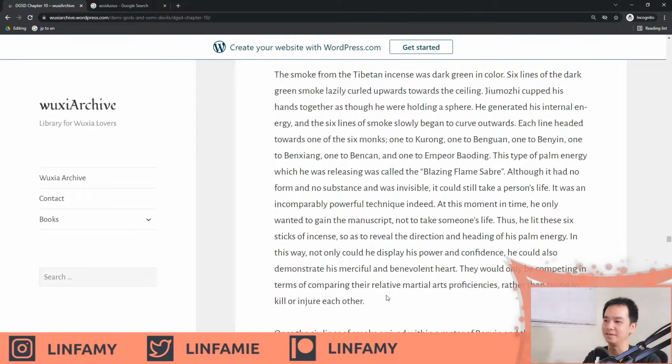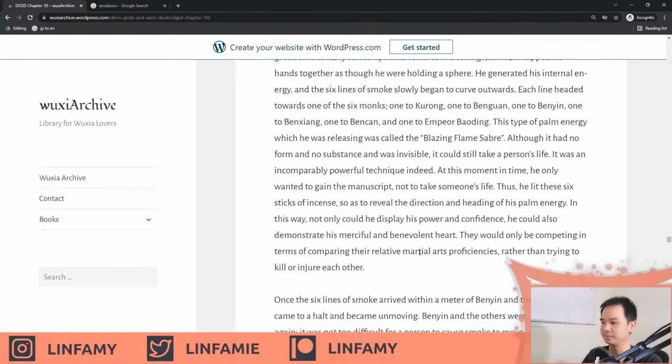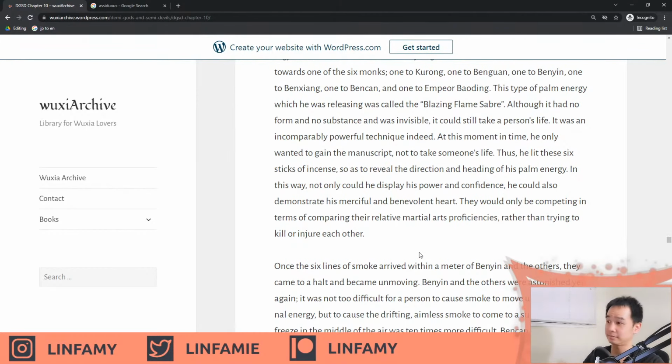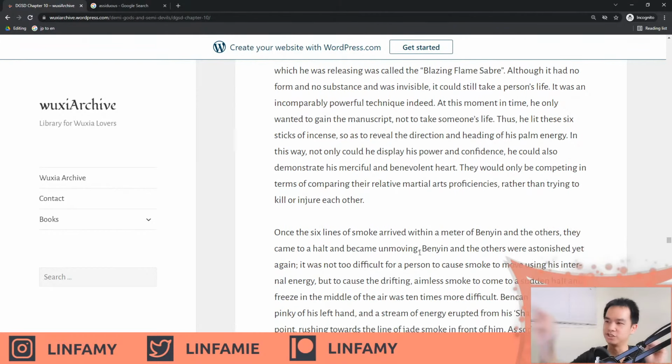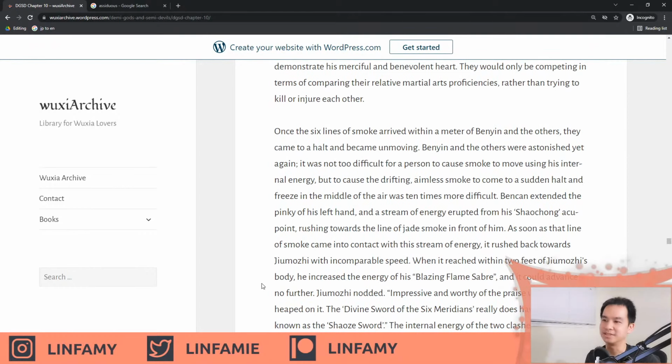Okay. So he's not fighting with the incense. It's just to show that he has invisible chi energy, right? He can shoot his chi out. And the smoke is showing where his chi is going.